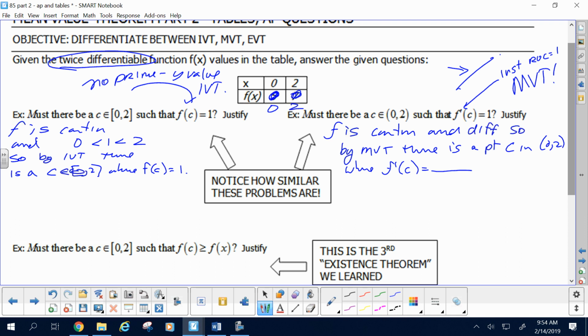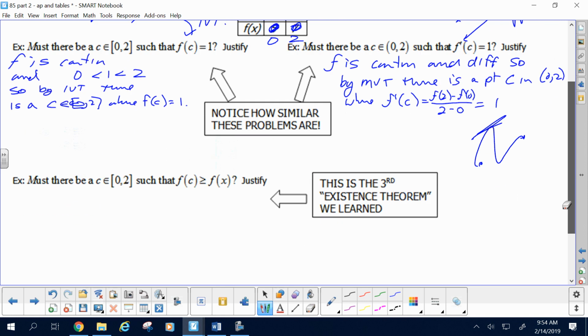What does it look like? F at 2 minus F at 0 over 2 minus 0, and that is indeed a slope of 1. Slope between the endpoints is 1. There's got to be somewhere in there. I don't know what it's doing between those 2 points, but there's got to be somewhere in there where the slope is 1, right?